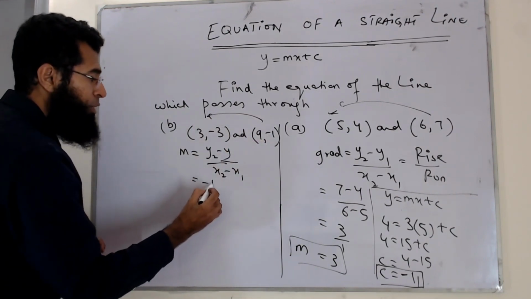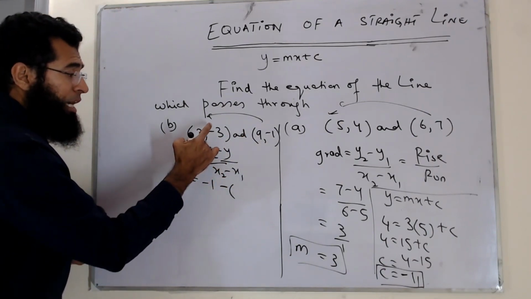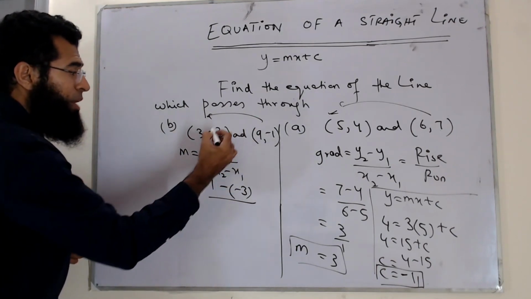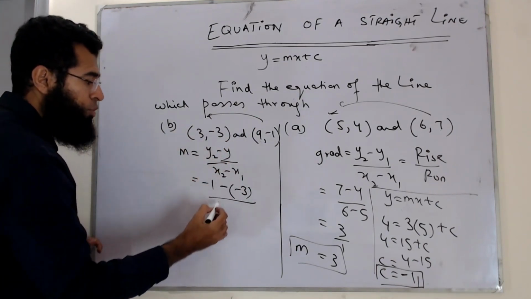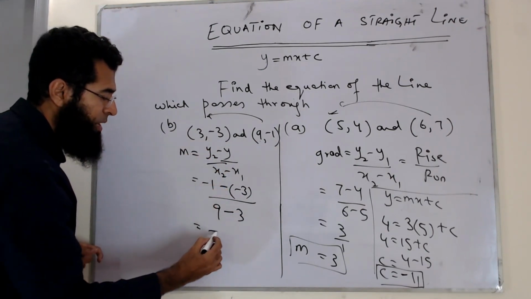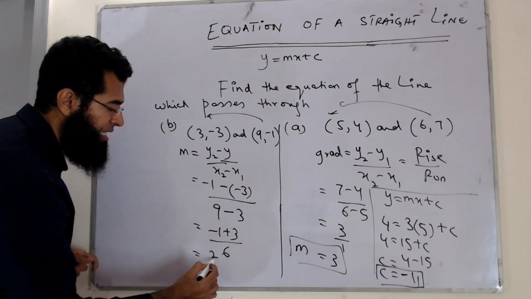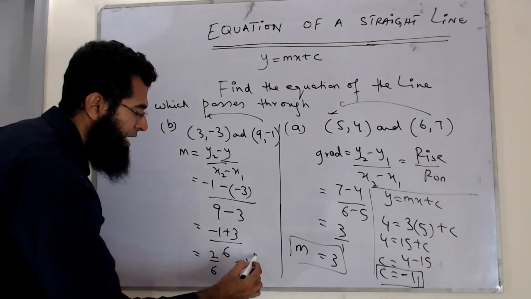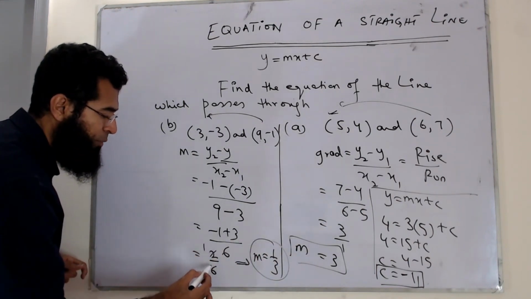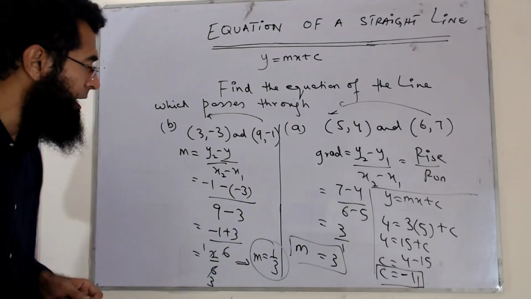So y2 is minus 1, minus is in the formula, and y1 is minus 3, right? So y2 minus y1 over x2 minus x1. So minus and minus is plus, over 6. So this is 2 over 6. So the gradient is 1 over 3 if you simplify: 2 times 1 is 2 and 2 times 3 is 6. So the gradient is 1 over 3, right?